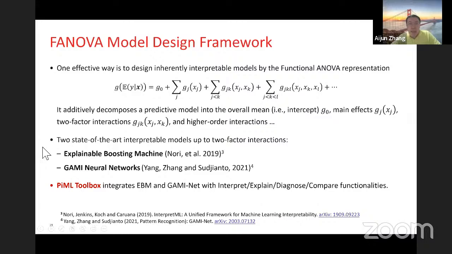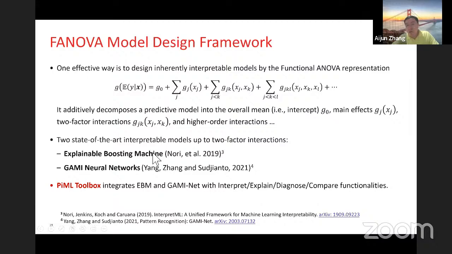Then there are state-of-the-art works. One is from Microsoft Research, the so-called explainable boosting machine. EBM follows exactly this FANOVA framework by truncating the effects up to second order: G0 plus Gj, and Gjk for the two-factor interactions, neglecting the higher-order interactions. Another way is the so-called GAMI neural networks. This is our work, which was also accepted for publication in Pattern Recognition last year. The difference between these two methods is that the explainable boosting machine, EBM, is based on trees, and GAMI-Net is based on neural networks, and I will show the difference.